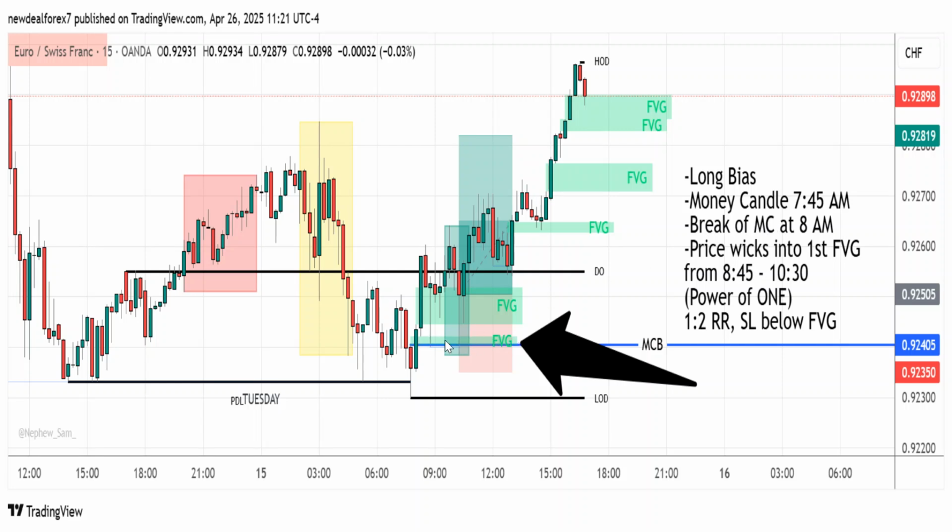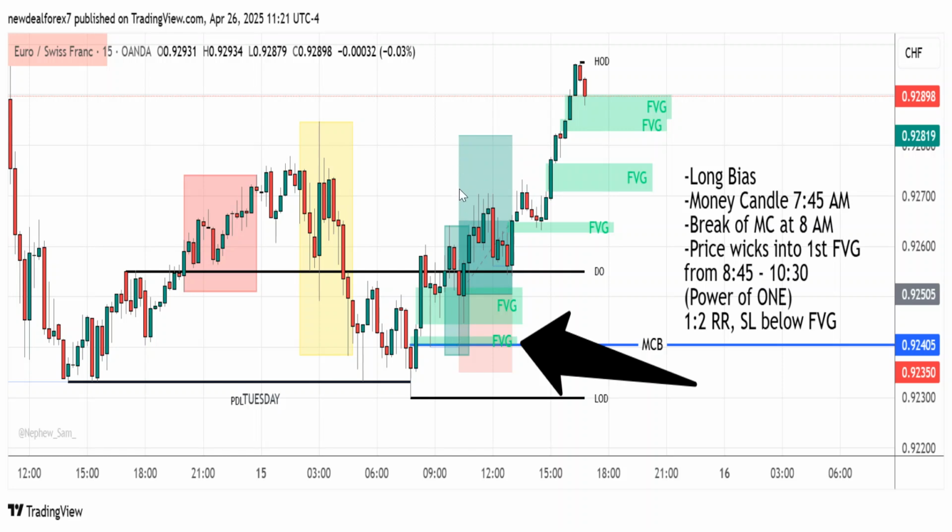Okay, so the break of the money candle happened at 8 a.m. And then price retraced back down into the first fair value gap, the lowest one, between 8:45 and 10:30. So you had plenty of time to grab it because as you see, price went down into it, but it never closed beneath it. So you just have constant wicks, wicks, wicks. These pins or wicks to the fair value gap is a great sign that you're in the right portion of the market. And this would have been good for a good 1 to 2 risk to reward. You could have entered really anywhere between 8:45 and 10:30. Anywhere with price chopping around in here. That's the trading zone right there.